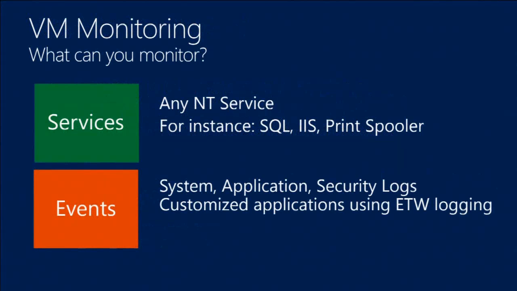So what can you monitor using VM monitoring? Any Windows service. If you write your own Windows service, you can set VM monitoring for that. Or you can monitor standard Windows services: SQL, IIS, print server. But what is really powerful, at least according to me, is that you can set VM monitoring to trigger off any event which is logged to the Windows ETW logging. So just think of it, any event that your application is generating and you're concerned about, you can configure VM monitoring to trigger off that event.